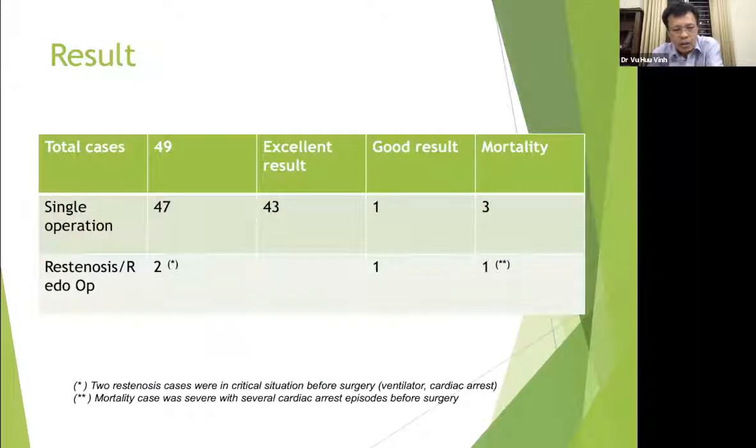And the result for surgery: with a single operation, 47 cases have good results. Excellent results are 43, good results 1, and mortality is 3. The 3 mortality cases were usually very severe patients before being put on the ventilator. Even the children had cardiac arrest before the surgery. Re-stenosis we have in 2 cases, and it almost happened in our first 5 or first 10 cases, when our technique was still not as good as later.